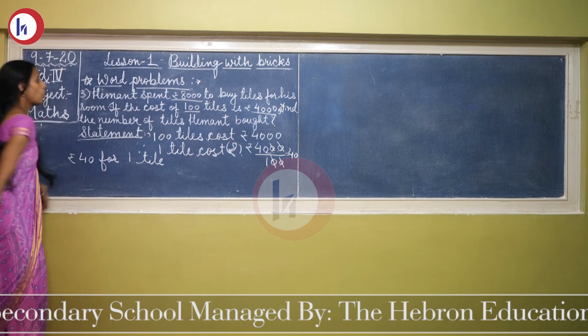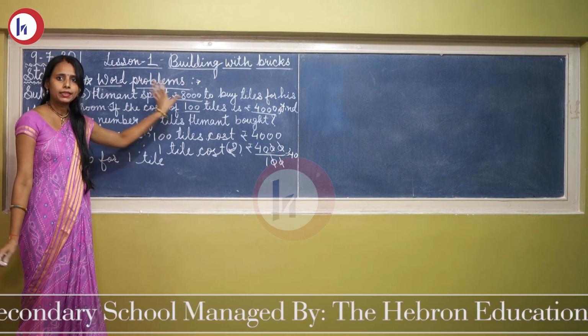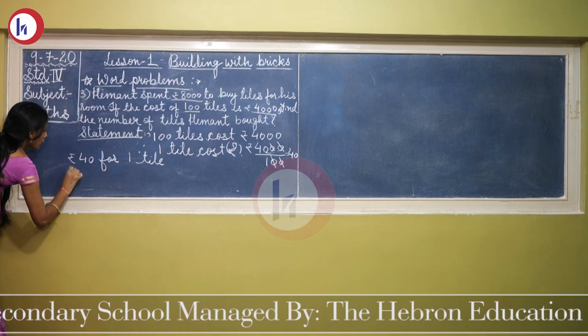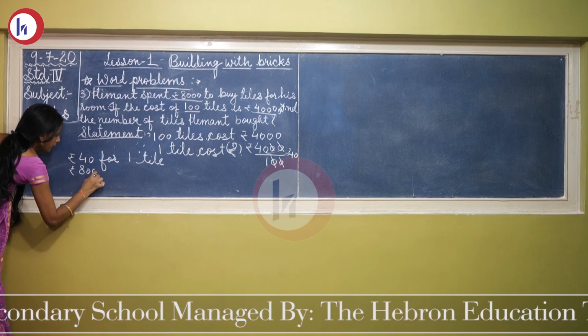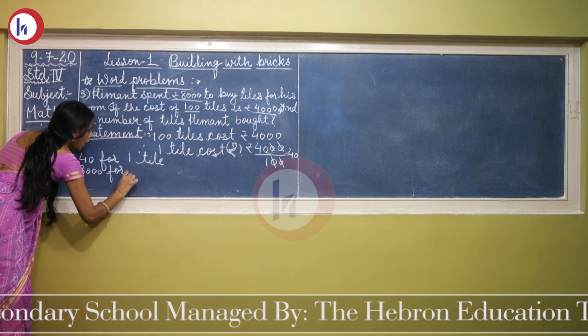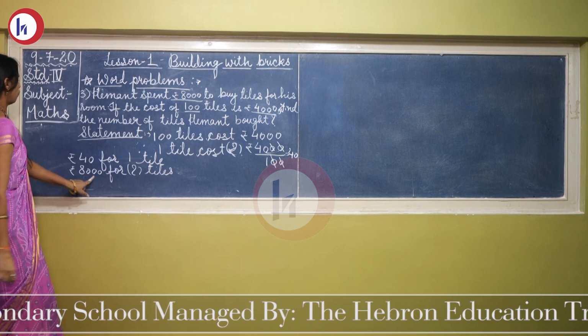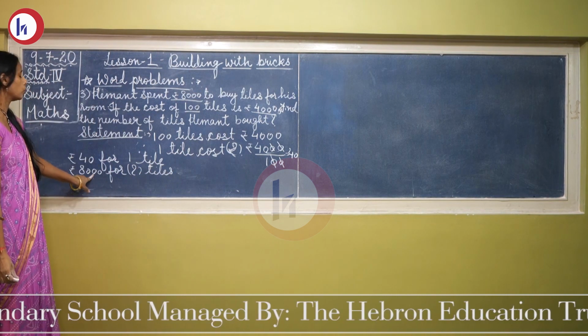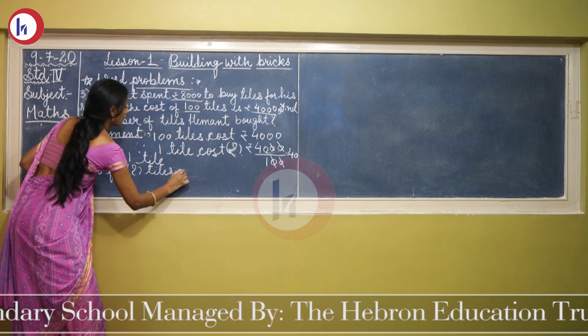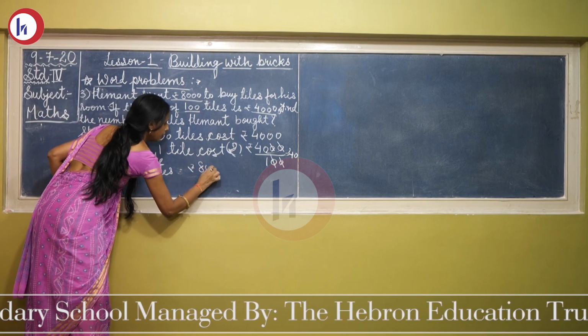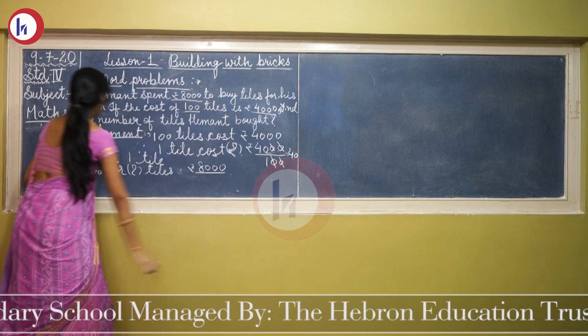One tile. So how much did he spend? Rupees 8,000. So rupees 8,000 for how many tiles? So what should we do here? We have to do division. Rupees 8,000 divided by 40.